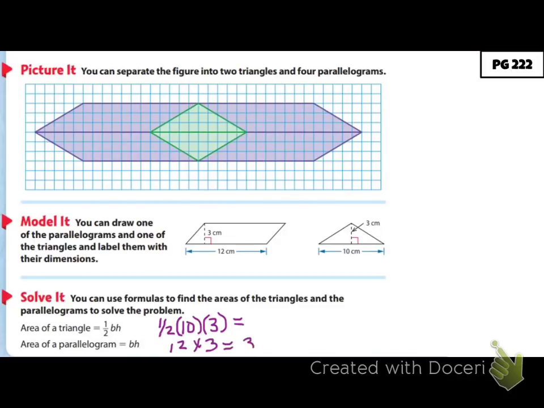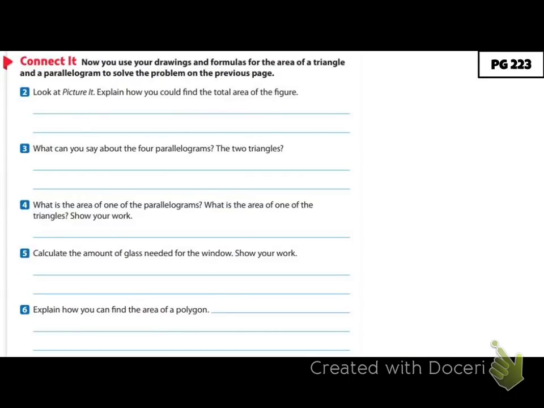12 times 3 would give us 36, and 10 times 3 is 30, half of 30 is 15. Or I could do half of 10 is 5, and 5 times 3 is 15. Remember, it doesn't matter what order we multiply them in. So let's go through and answer some more questions. Number 2, look at the picture. Explain how you could find the total area of the figure.